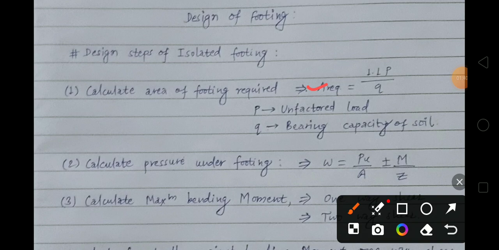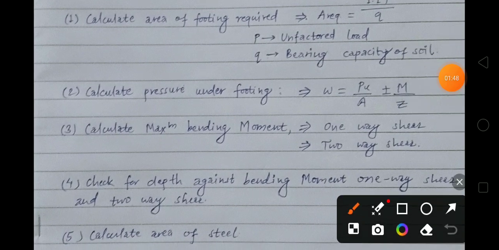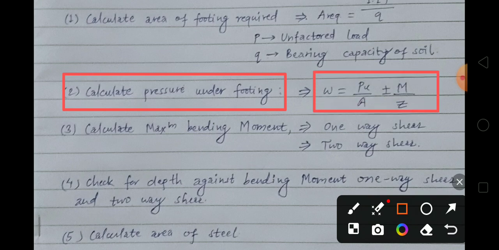In the next step, that is step number 2, we have to calculate the pressure under the footing due to the superstructure load or any external load. If we denote the pressure as W, then we can calculate the pressure under the footing with the help of this formula: W equals Pu by A plus minus M by Z.